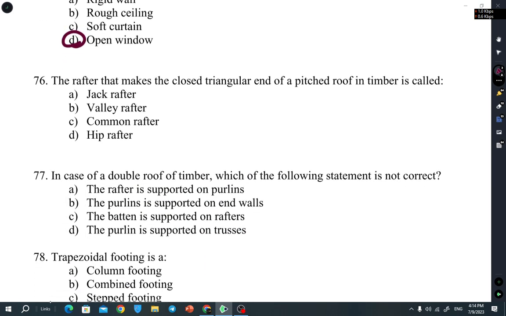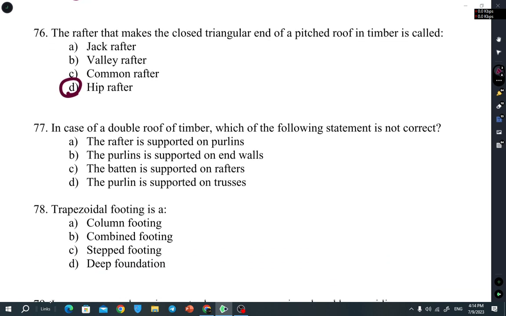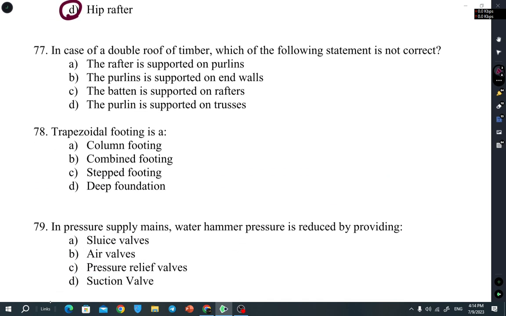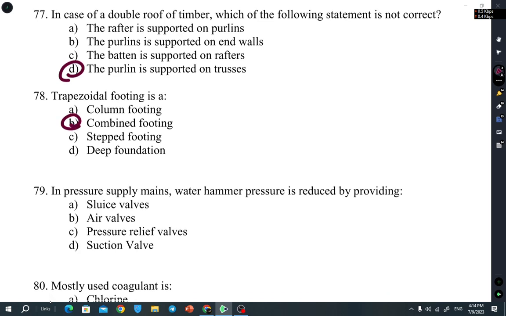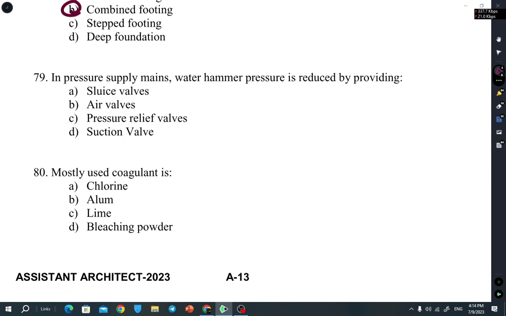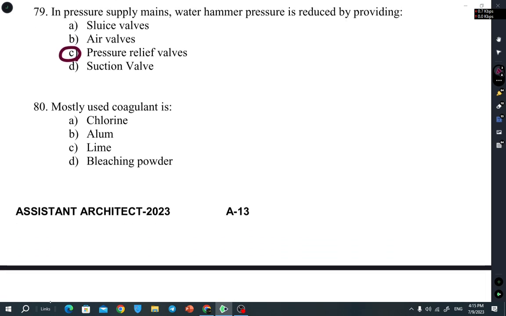The rafter that makes the closed triangular end of a pitch roof in timber is called as option D. Hip rafter. In case of a double roof of timber, which of the following statements is not correct? The purlin is supported on trusses. Trapezoidal footing is a combined footing. In pressure supply mains, water hammer pressure is reduced by providing pressure relief valves. Mostly used coagulant is alum.